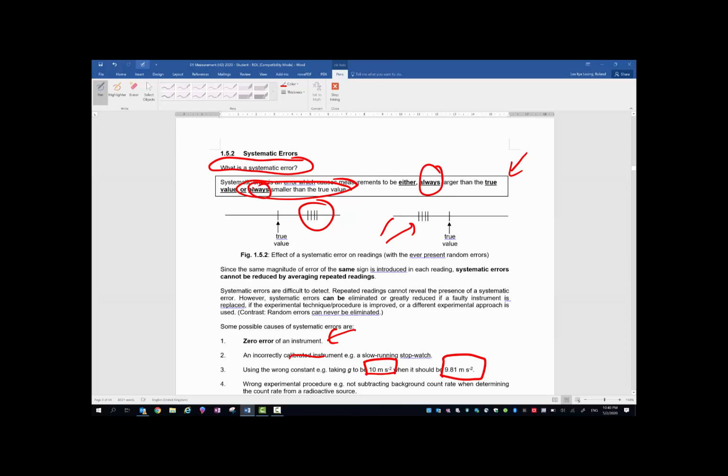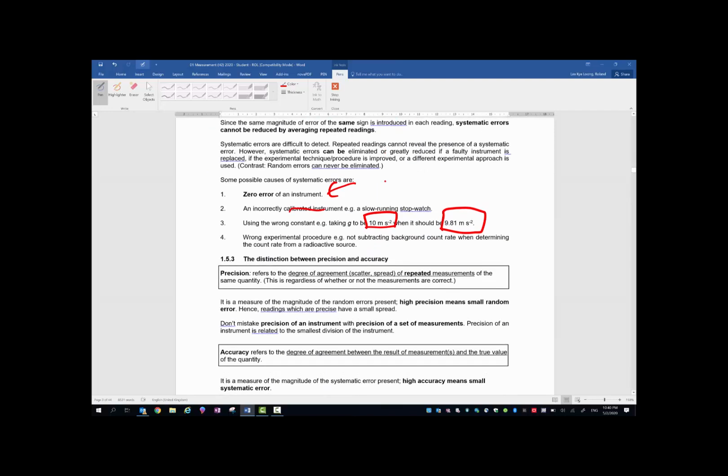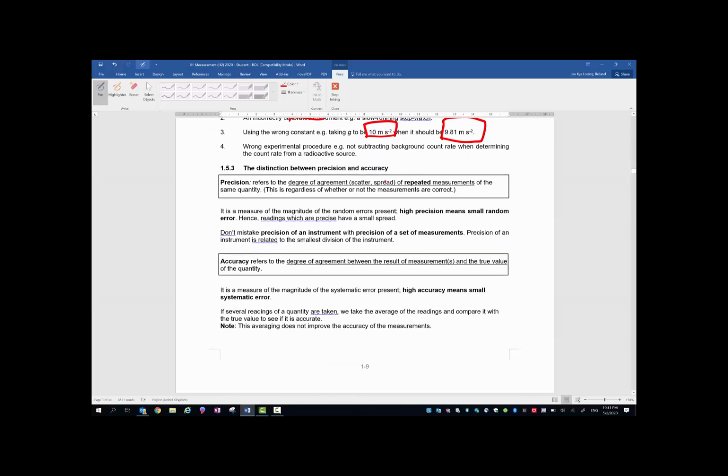Think about it. If the word always does not appear twice, if you take out the second always, then it is the same as the definition for random error. So for systematic error, the word always must appear twice. Also very important is the distinction between precision and accuracy. Precision refers to the degree of scatter. Accuracy refers to the degree of agreement, that means how close it is to the true value.